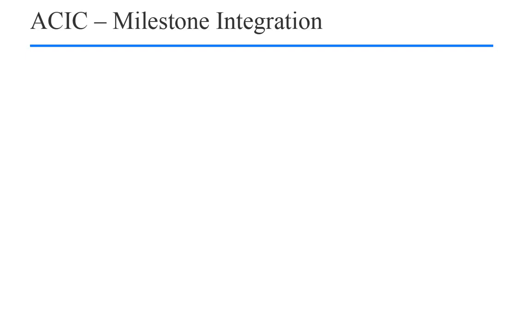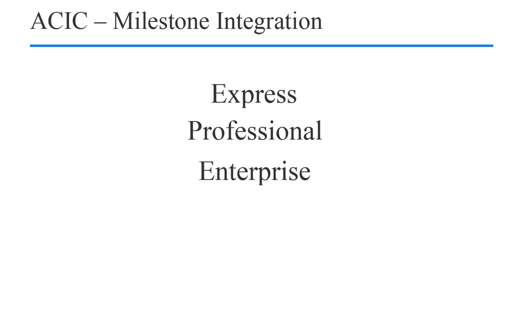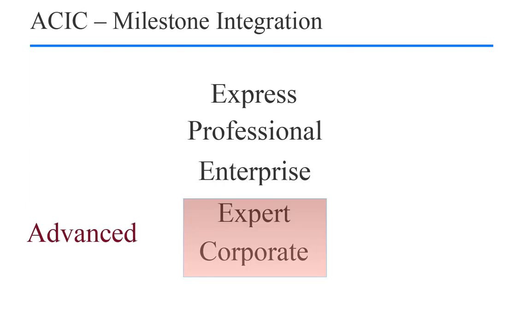As we mentioned at the beginning of the presentation, the ACIC activity detection integration works on 5 versions of XProtect: Express, Professional, Enterprise, Expert, and Corporate. Expert and Corporate belong to the Advanced family of XProtect products. The ACIC activity detection integration for these 2 products is identical.